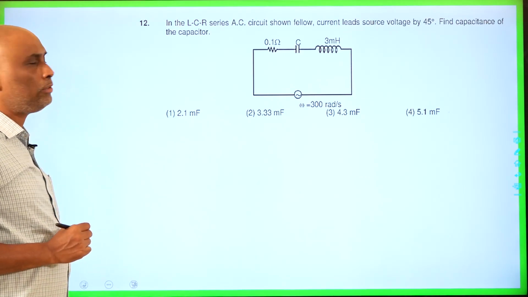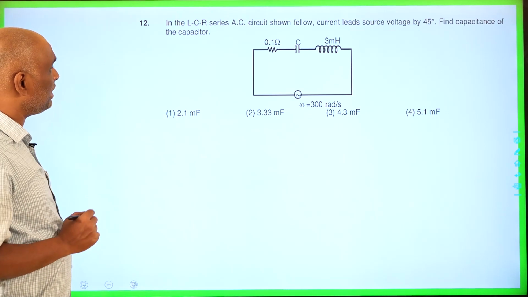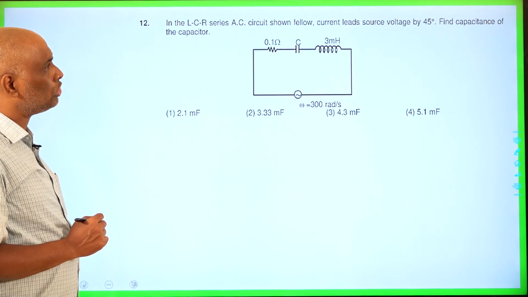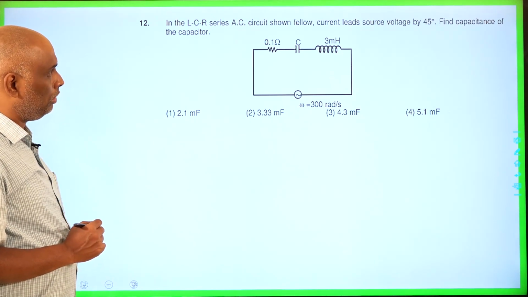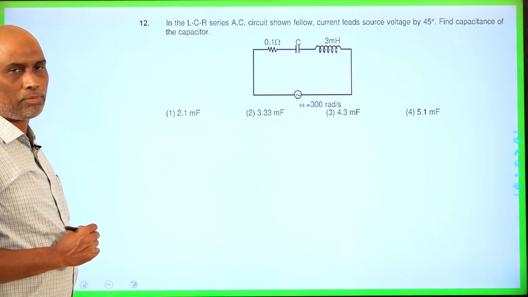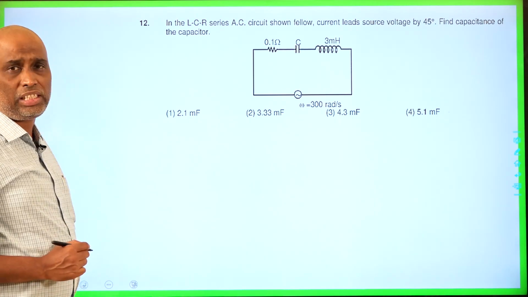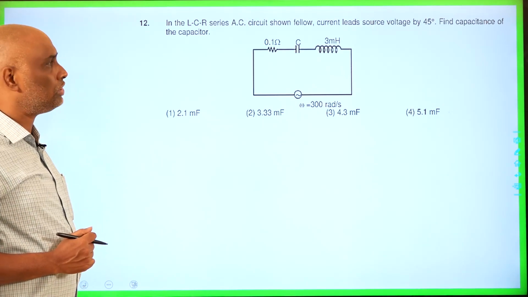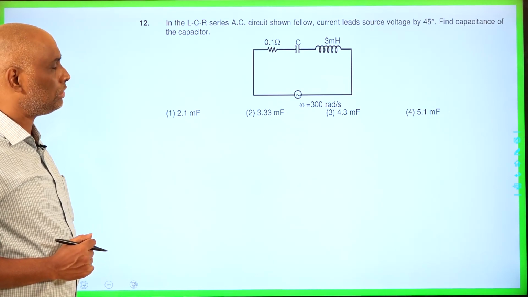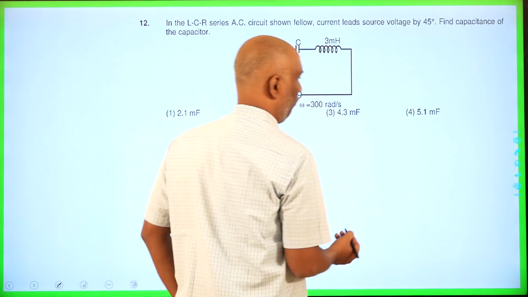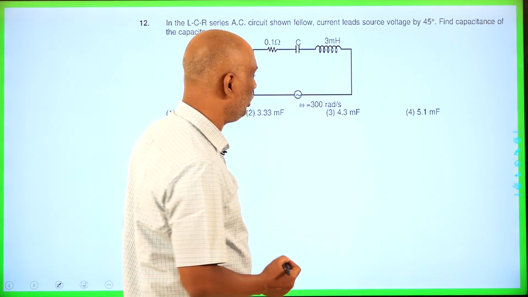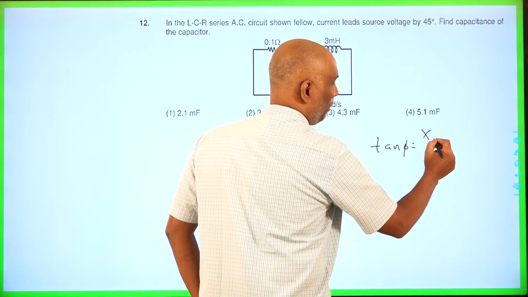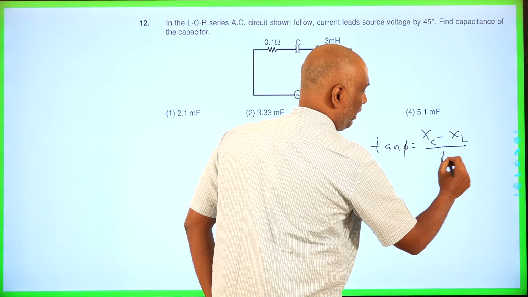Next, question number 12. In an LCR series AC circuit shown below, current leads source voltage by 45 degrees. Find the capacitance of the capacitor. Here it is given that the current is leading. When the current is leading, it will become a capacitive circuit. So, in that case, the value of tan phi, if phi is the phase difference between the current and the voltage, we know that tan phi becomes equal to XC minus XL divided by R.